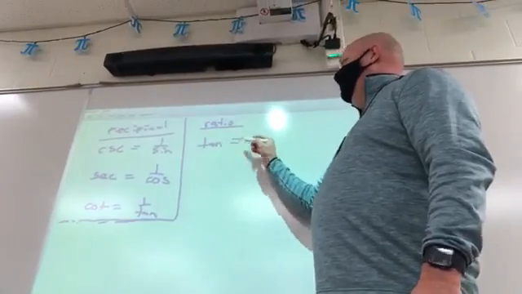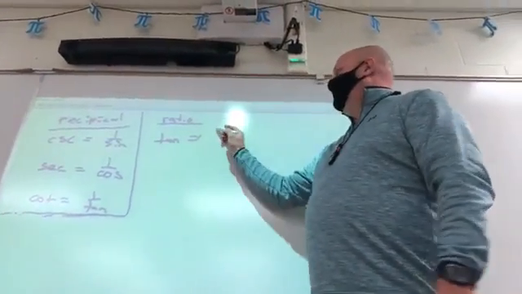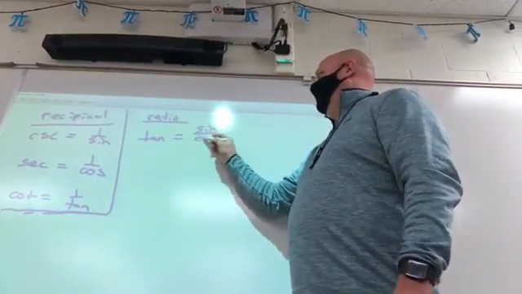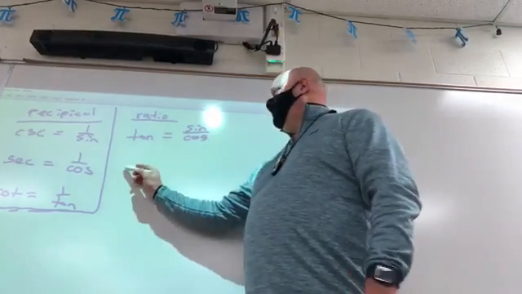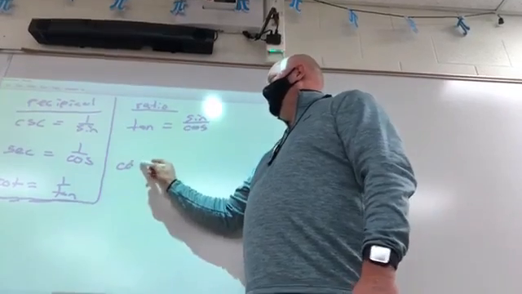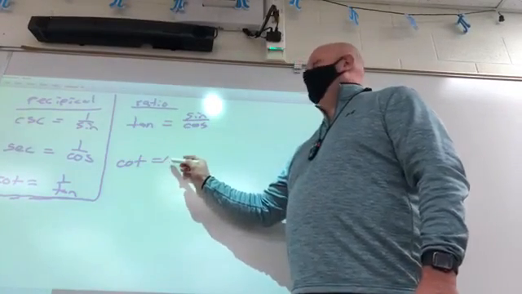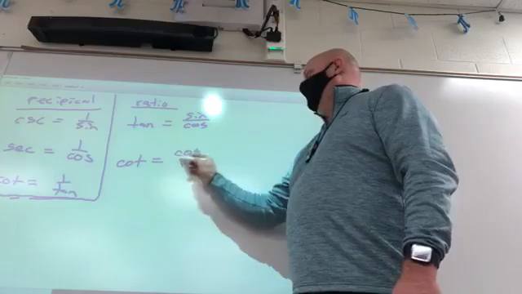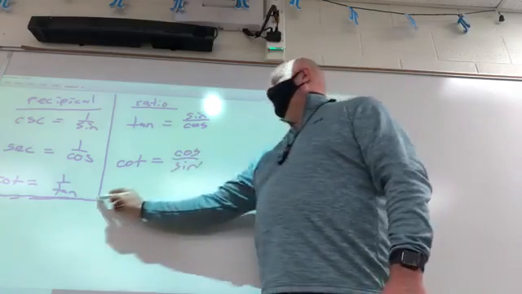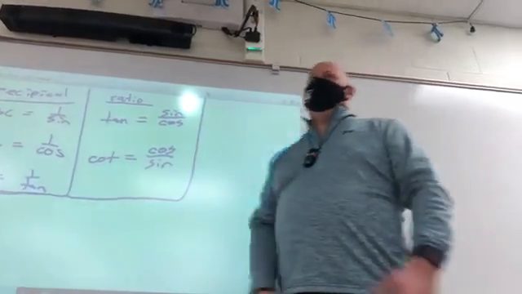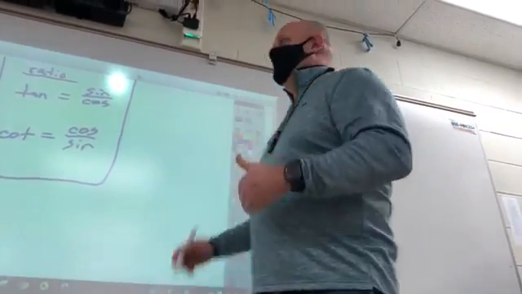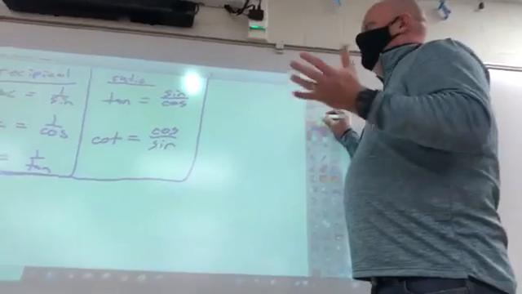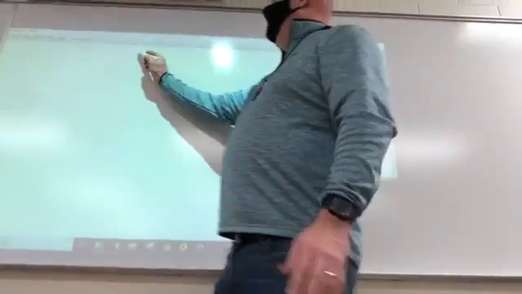Tangent is equal to sine over cosine. And cotangent is then going to equal cosine over sine. I will tell you, you're going to use these two identities a lot. Absolutely a lot. Now, I want to talk about that tangent equals sine over cosine for a second.